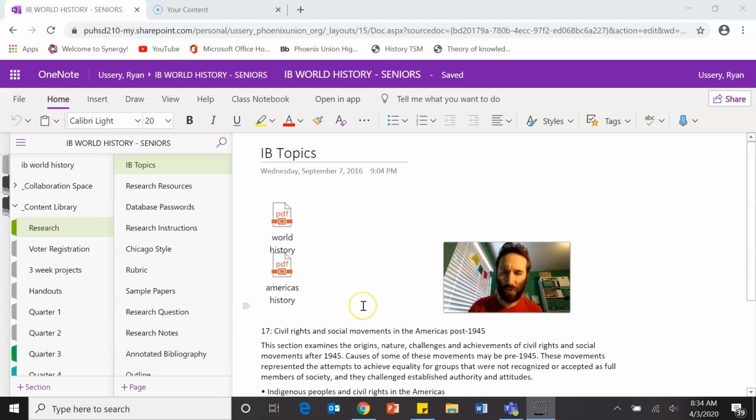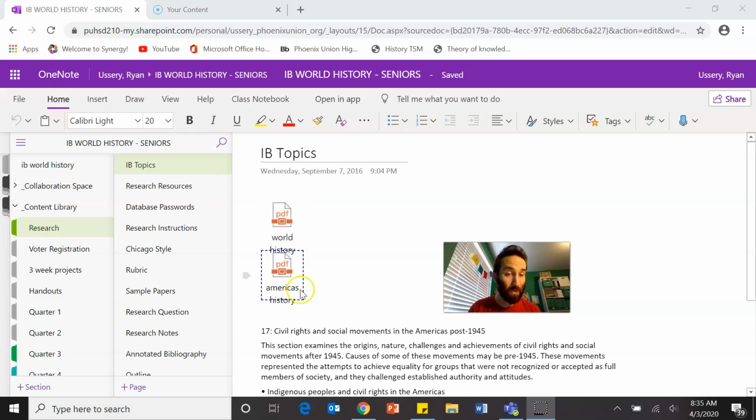Okay, so let's kind of start and get going through this. As far as all the resources, the first thing you need to do is get into OneNote for the IB World History Seniors. You know how to get there. And go to Content Library and then Research. In the Research tab, that's where we have all the stuff you need to be successful.